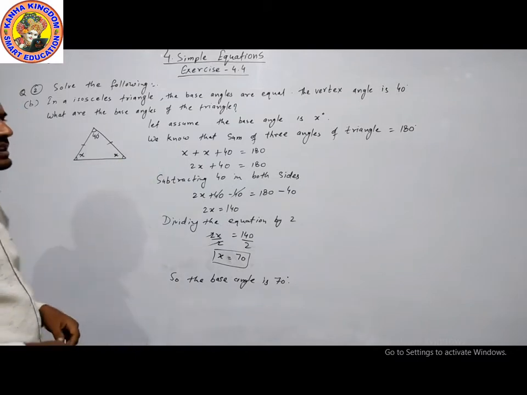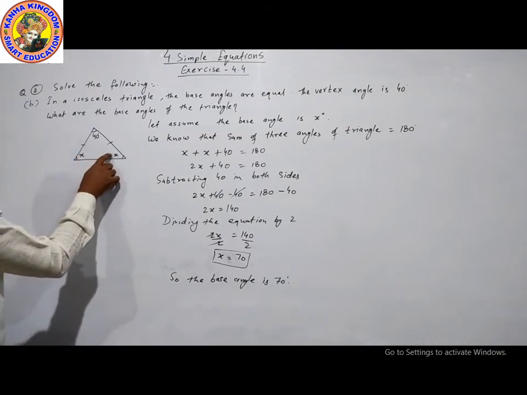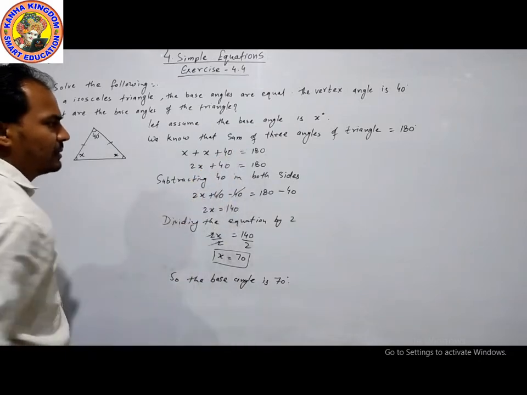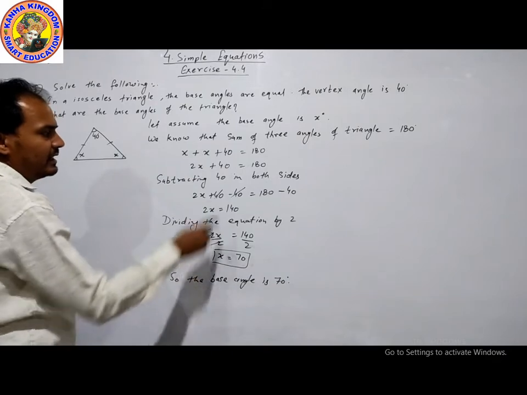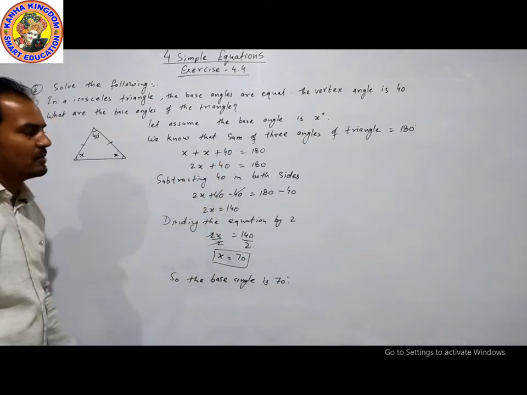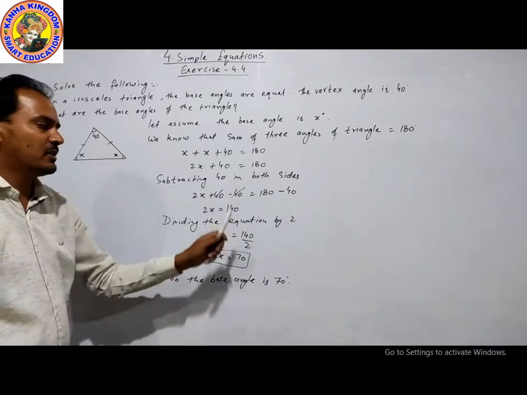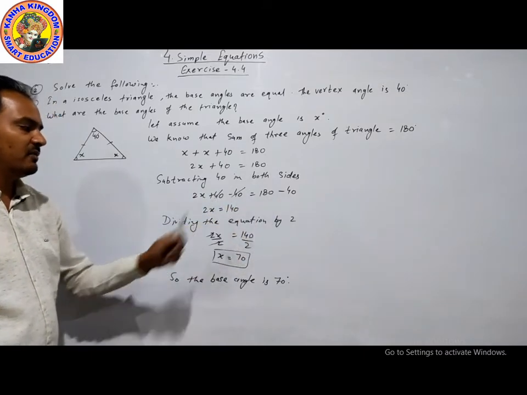We know that the sum of the three angles of a triangle is 180. There are the three angles. Now we will take the sum. x plus x plus 40 equal to 180. x plus x, 2x plus 40 is equal to 180. Now here is plus 40, so we will take minus 40. Subtracting 40 on both sides, 40 and 40 cancel. 2x equals 180 minus 40, 140.